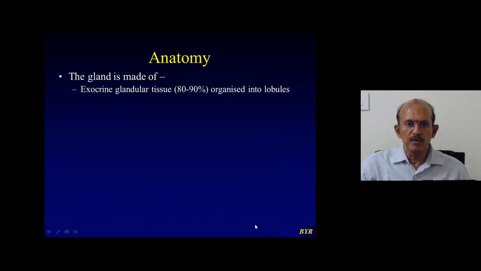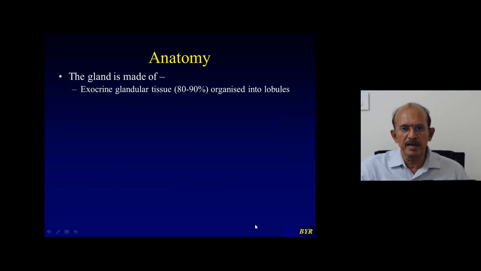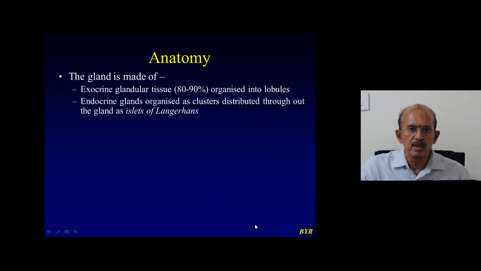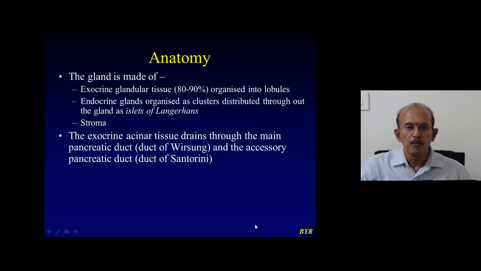The gland is made of exocrine glandular tissue, up to 80 to 90%, organized into lobules. The pancreas has endocrine glands also, organized as clusters distributed throughout the gland as islets of Langerhans, in the stroma of the pancreas. The exocrine tissue drains through the main pancreatic duct, called the duct of Wirsung, and the accessory pancreatic duct, called the duct of Santorini.